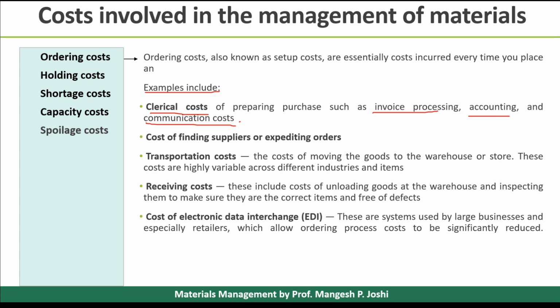So next, in the same example, is the cost of finding suppliers or expediting orders. If you are in the process of finding suppliers, you will have to call them, right? So that will come under cost of finding suppliers. And again, if you call for expediting your orders, again it will come under this category.